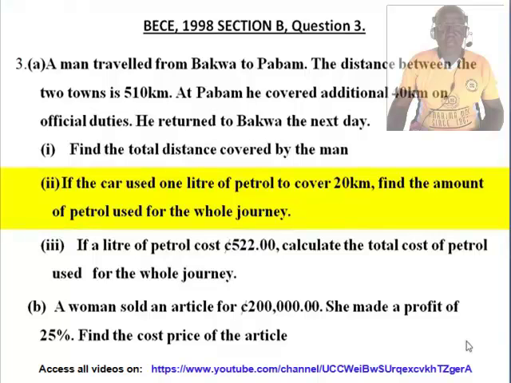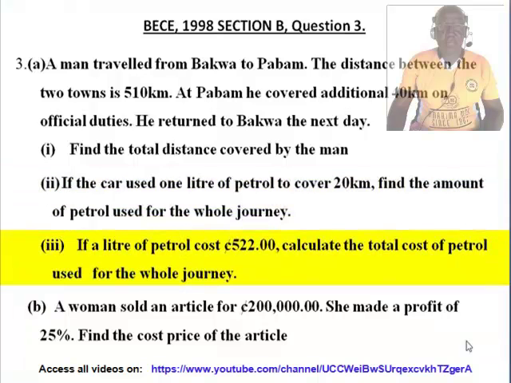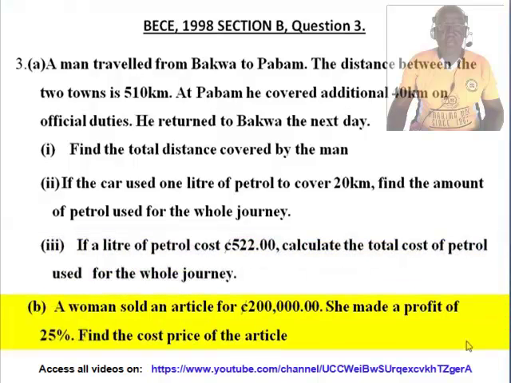II. If the car used 1 liter of petrol to cover 20 kilometers, find the amount of petrol used for the whole journey. III. If a liter of petrol cost 522 cedis, calculate the total cost of petrol used for the whole journey. 3b. A woman sold an article for 200,000 cedis. She made a profit of 25%. Find the cost price of the article.